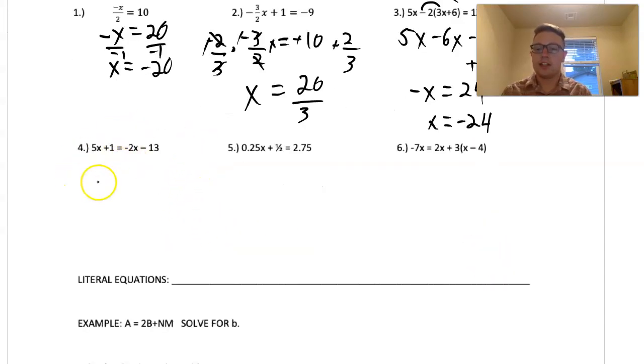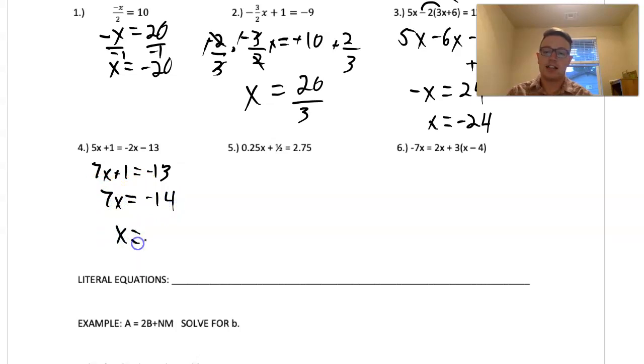Right, 3 more of these to go. What do we have to do for this one? Well, we have to get all of the x's to one side. So we're going to add 2x to both sides, and that'll give us 7x plus 1 is equal to minus 13. Subtract the 1, so we get 7x is equal to minus 14, which tells us x is equal to minus 2.